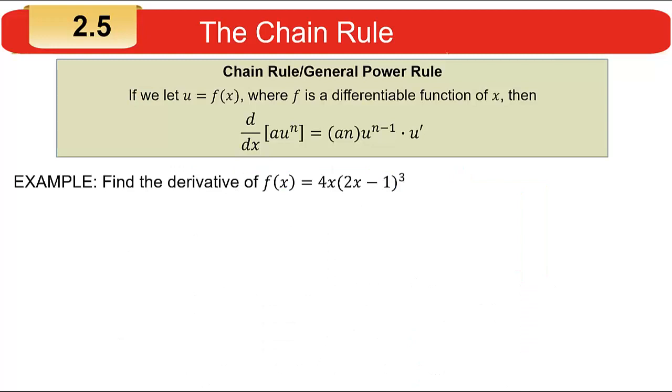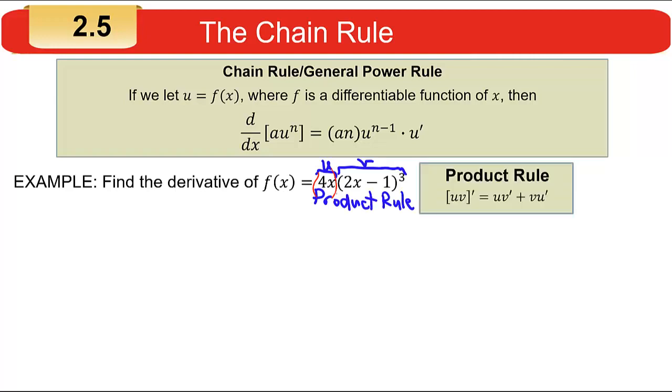How about this one? Find the derivative of the function 4x times the quantity 2x minus 1 cubed. Now, if that x weren't there, you could just use the general power rule. But as it is, you've got two functions of x multiplied together. The 4x is one function of x. The 2x minus 1 cubed is another function of x. So this is going to be a product rule problem.